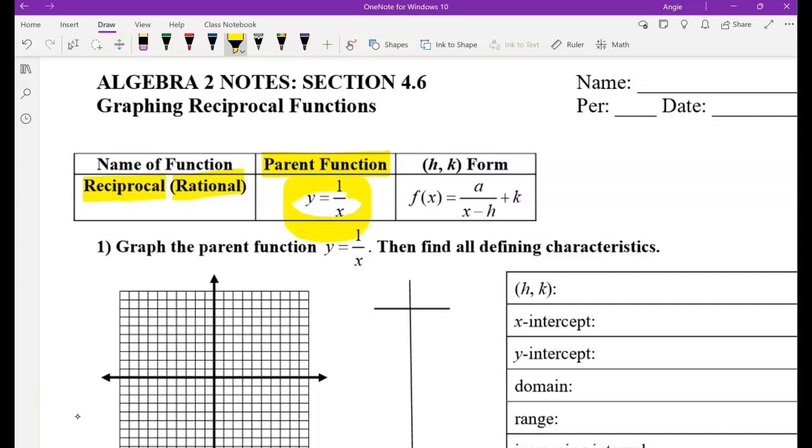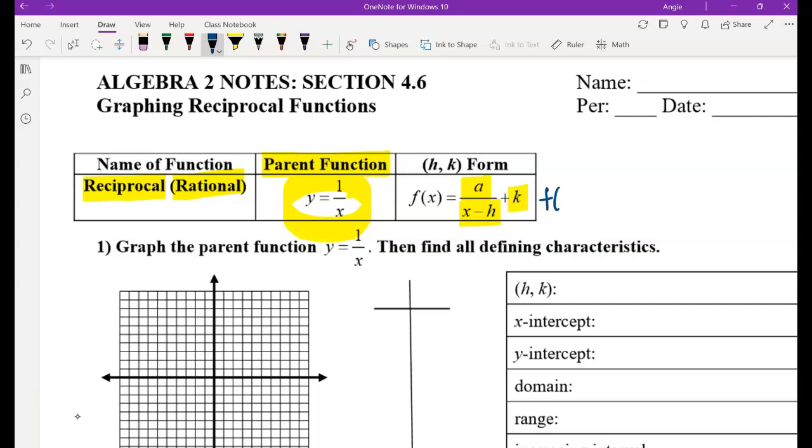Now we have studied the HK form before. The h is always going to be horizontally shifting either left or right. Then we have the k value that's going to go up or down, and then we have the a value that has a transformation of either reflecting over the x-axis, or vertical reflection, if it's negative. And if it's bigger than 1, then we know that's a vertical stretch, and if it's smaller than 1, we know it's going to be a vertical compression.